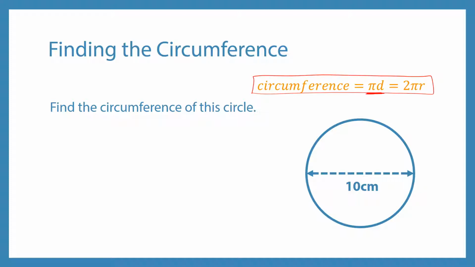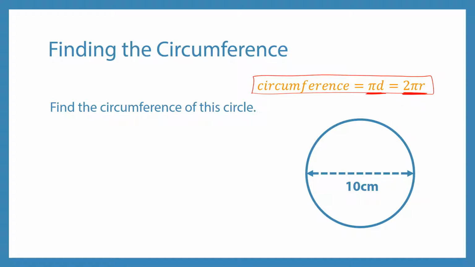And now we can also write that as 2 pi times the radius, because a radius is just half the length of a diameter. So if we have 2 of them, we have the same as the diameter. So here, remember, circumference is pi d, or circumference is 2 pi r.